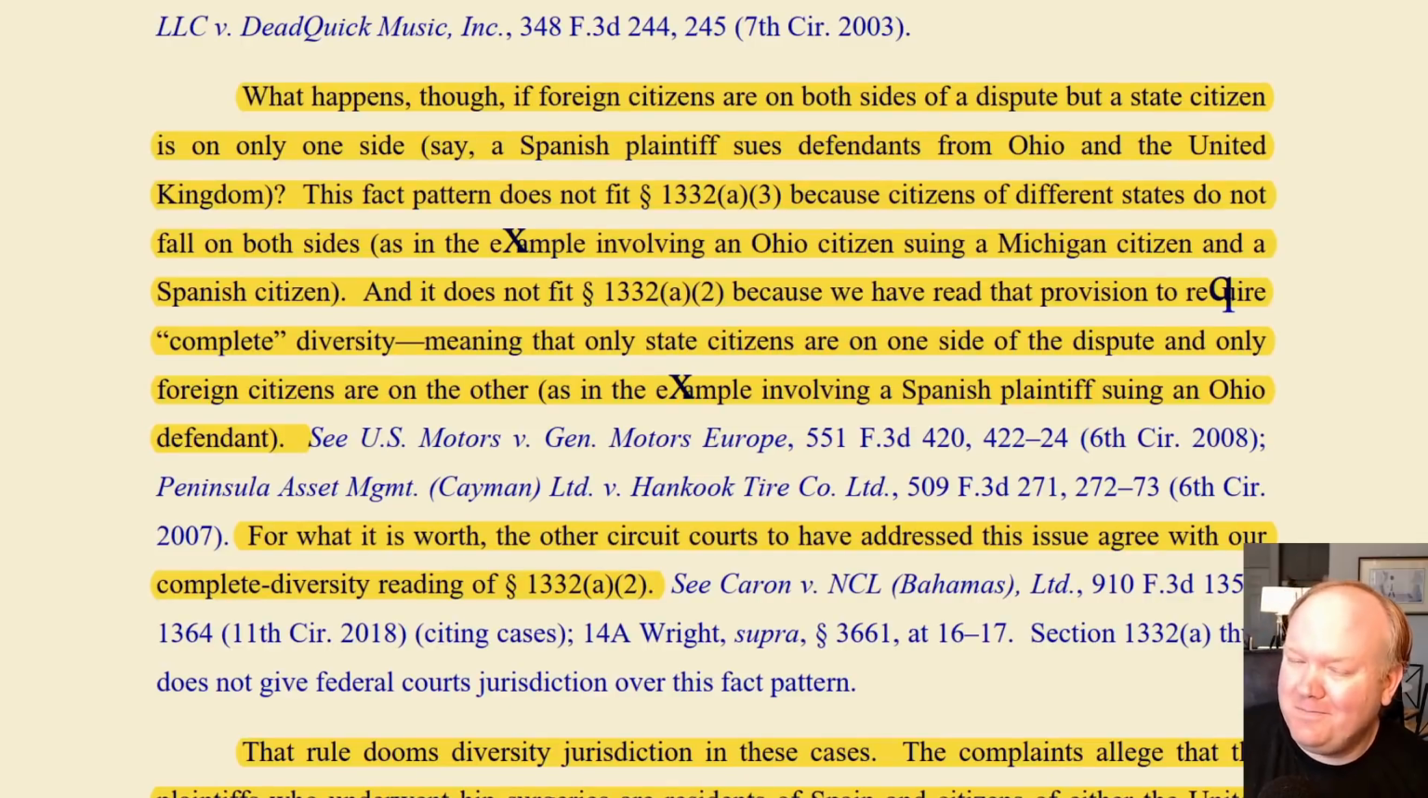What happens, though, if foreign citizens are on both sides of the dispute, but a state citizen is only on one side? Say a Spanish plaintiff sues defendants from both Ohio and the United Kingdom. This pattern does not fit the statute because citizens of different states do not fall on both sides. Yeah, you can't do that. There's only a citizen of one state, Ohio, in this fact pattern. There are not citizens of different states on both sides of the equation. So you don't have diversity of citizenship. You can't do that.